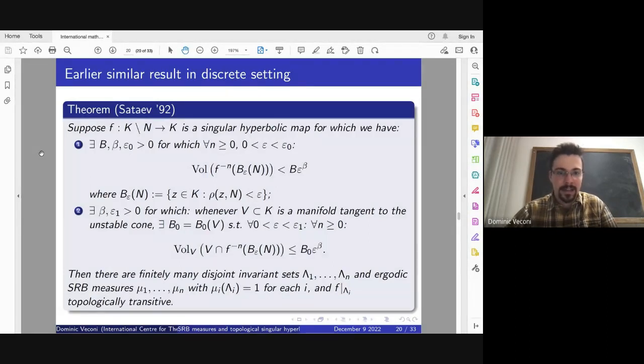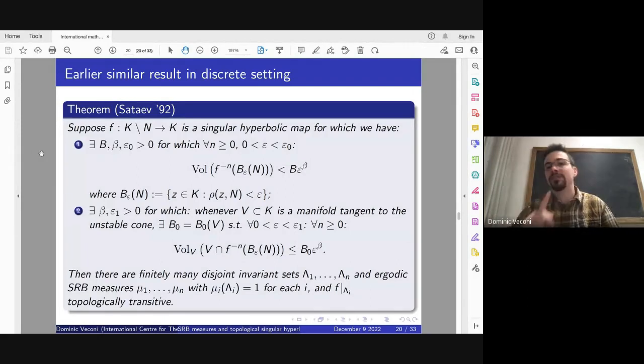And also, if you take V to be a manifold that's tangent to the unstable cone, and what I mean by that, I should have pointed out what cones mean in this case, but the unstable cone is a cone in the linear algebraic sense around the unstable direction. If you have a manifold that's near the unstable direction, then backwards iterates of this neighborhood with that unstable cone are also bounded in the volume on that submanifold. And if you have these regularity conditions on the recurrence, then you also have disjoint invariant subsets and ergodic SRB measures, and only finitely many of them.